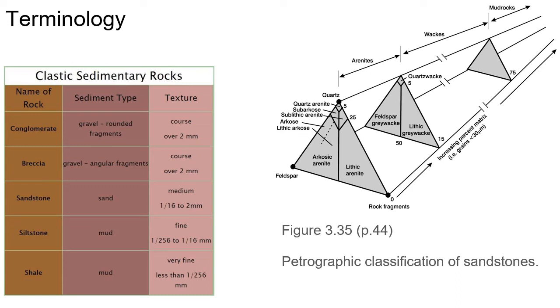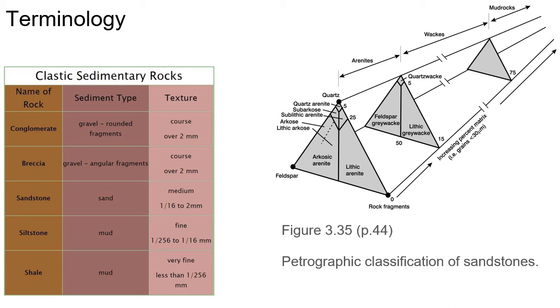So the maturity is different. Notice we're not really saying much about sorting here, because you can have poorly sorted conglomerates and well-sorted conglomerates. It all just depends on the environment. And we move down the ladder with sandstones, siltstones, and shales, looking at the textures and what type of sediments. But notice we've said nothing here about composition.